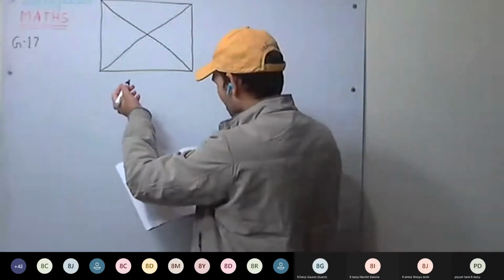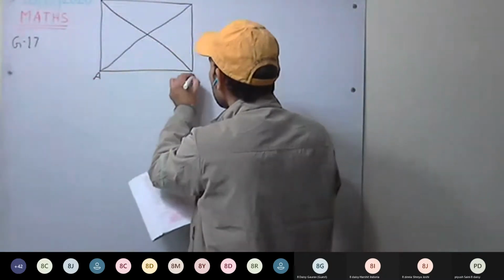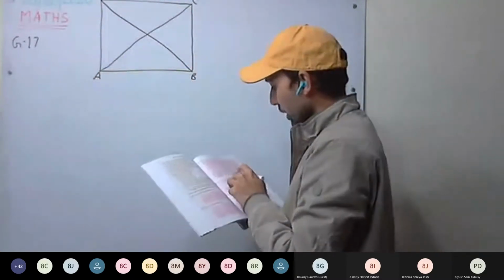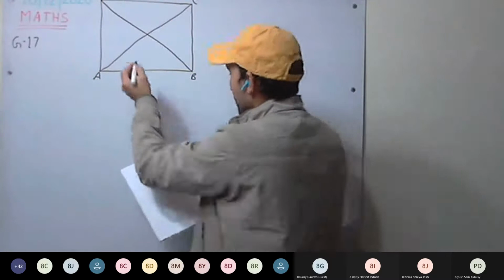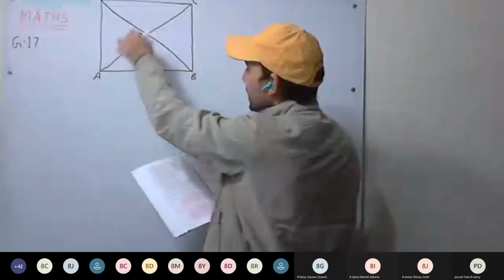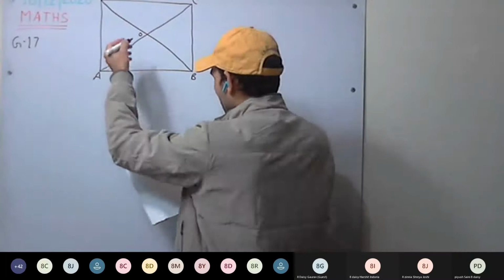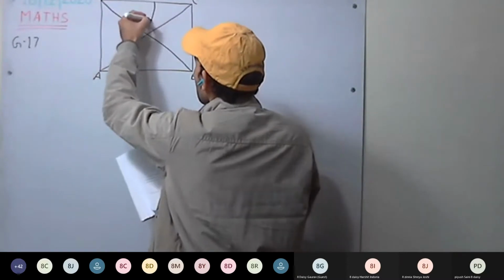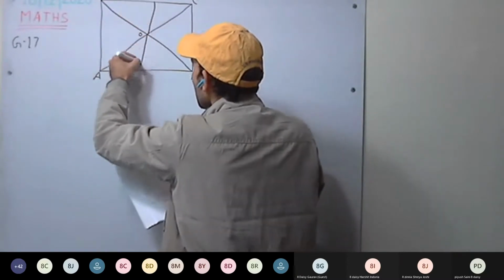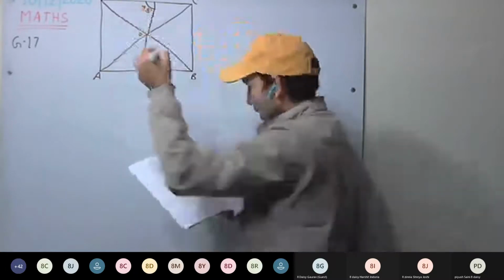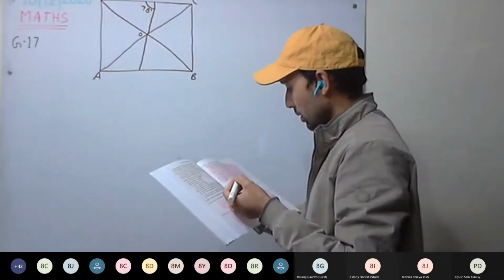Okay, so this is ABCD is a square. ABCD is a square. Okay, and these diagonals are meeting at a point. Oh, there is one more line passing through the center, and this angle is 78 degree.